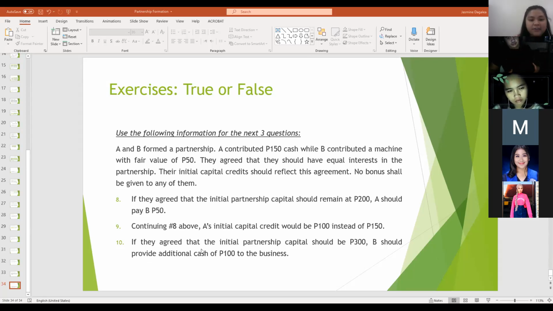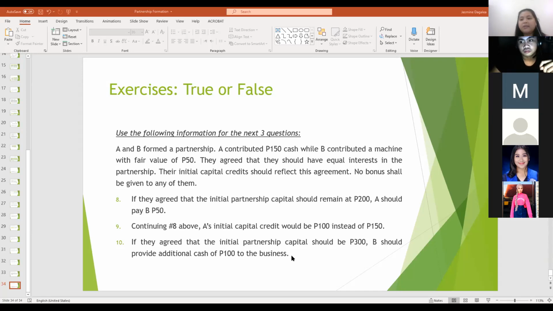Then last, if they agreed that the initial partnership capital should be 300, B should provide additional cash of 100 to the business. True or false? True. Kasi magiging 300 na. Mag-a-add siya ng 100 para 150 sa kanya, 150 din kay A. So 150 plus 150 equal interest, 300 total partnership capital. So true ang number 10.